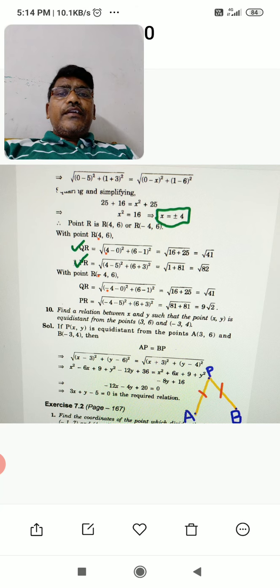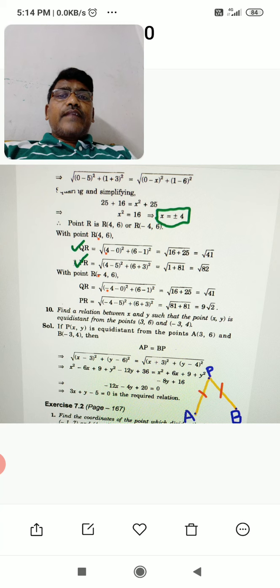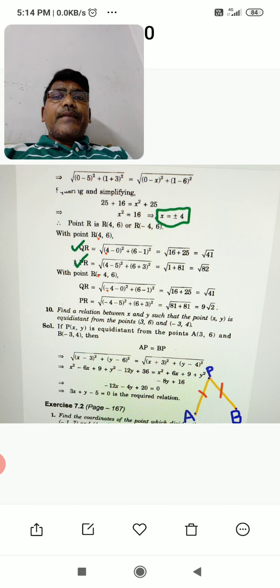Clear to you? Now here you see x square on both sides is going to cancel, y square on both sides is going to cancel, only the x, y and constant terms remain. They are not going to cancel because we are going to find the relation. Relation means x and y will be there. You see what is left here: minus 12x minus 4y plus 20 equal to 0. Then you take out the common factor, minus 4, so 3x plus y minus 5 equal to 0 is the required relation.